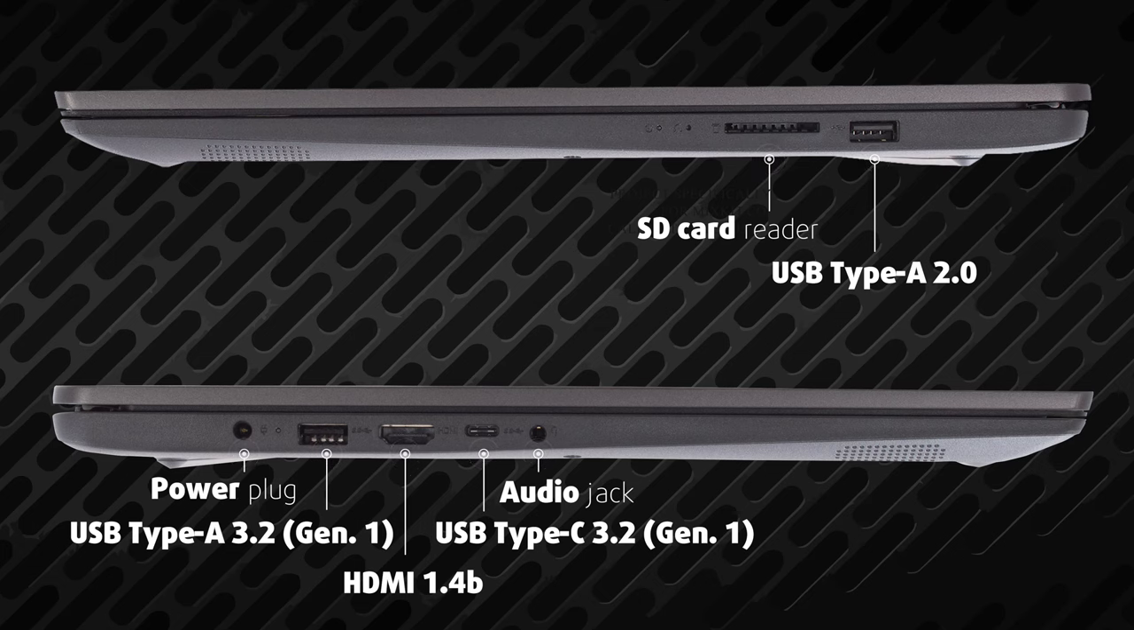There are two USB 3.2 Gen 1 ports, both a Type A and a Type C. You also have a slower USB 2.0 port, which we'd advise you to leave for peripherals. More importantly, you have an HDMI out port, an audio jack, and an SD card reader.